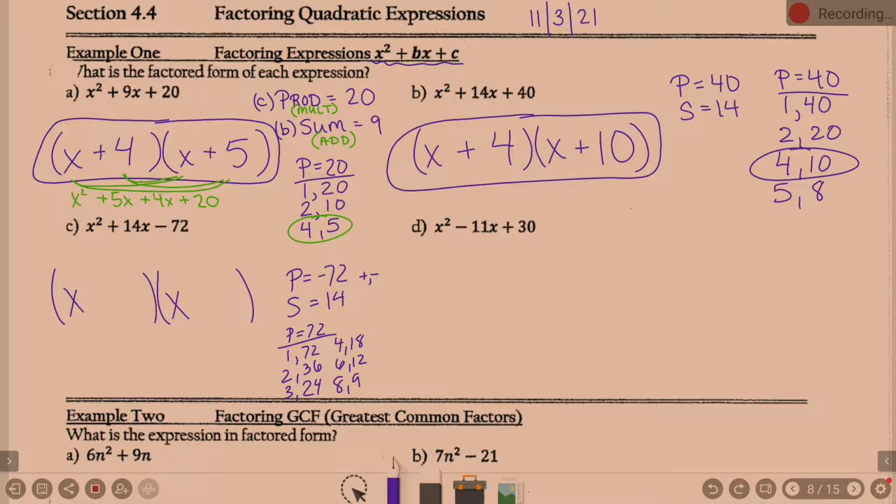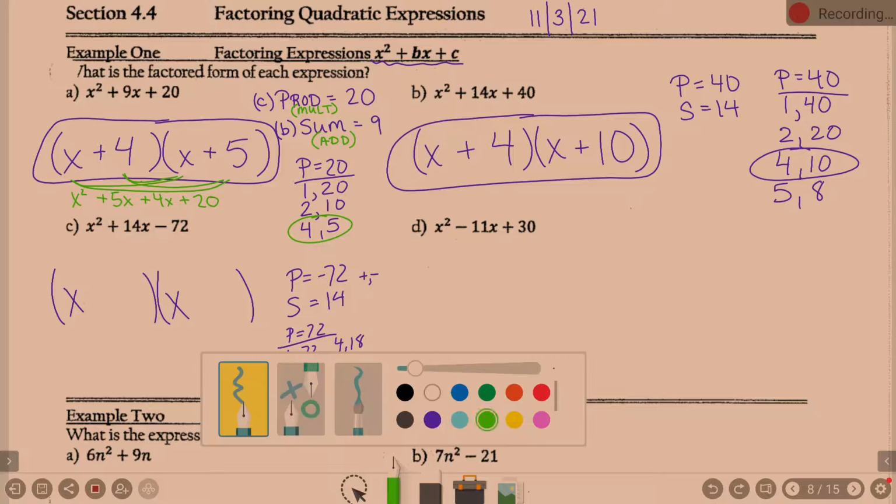So when we want two numbers that give me a sum of 14, keep in mind one of them could be negative. And one of them will be negative here. So these two numbers aren't going to add to be 14. In this case, they're actually going to subtract to be 14. 4 and 18.